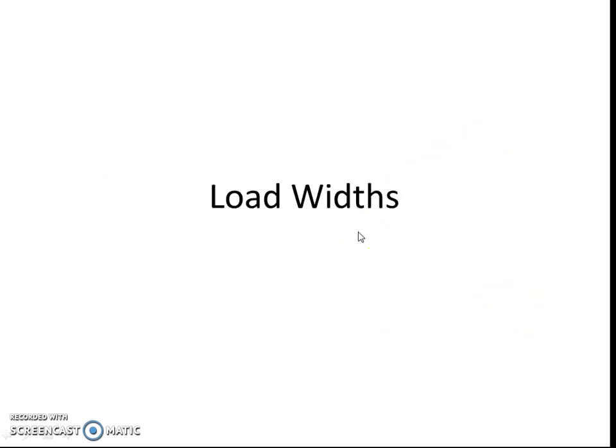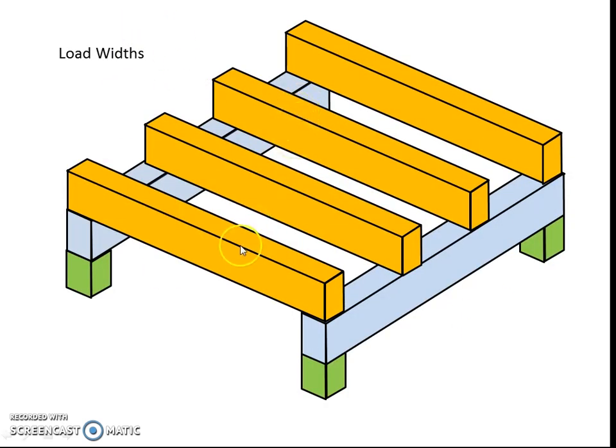Let's go on to load widths. Now load widths can get a little bit tricky. So if we look at this example here, when we measured our spacing, we were measuring in line with whatever we were measuring, so our bearer spacing was measured in line with our bearers, or at the same height as our bearers. Our joist spacings were measured at the same height as our joists. When we measured our span, we had to measure underneath what we were looking at. So this bearer, the span was measured underneath the bearer from post to post.